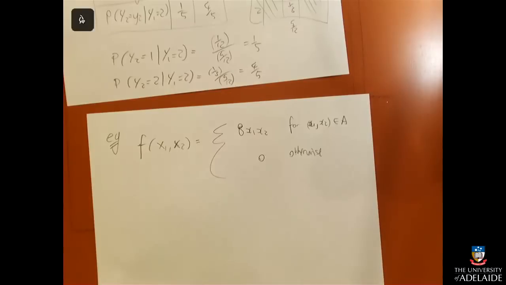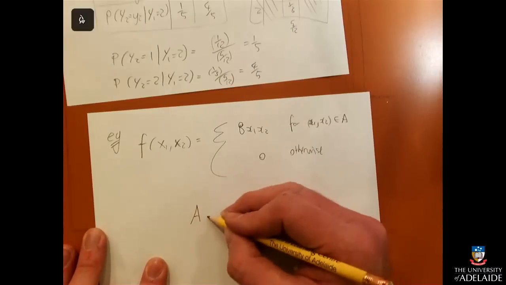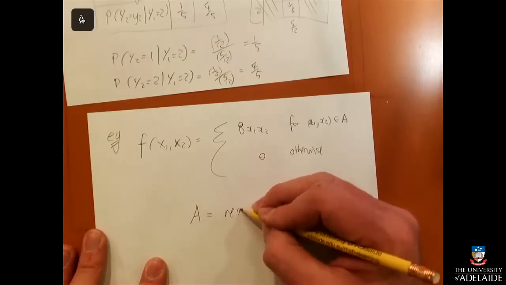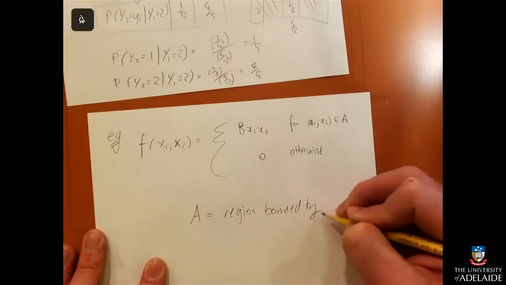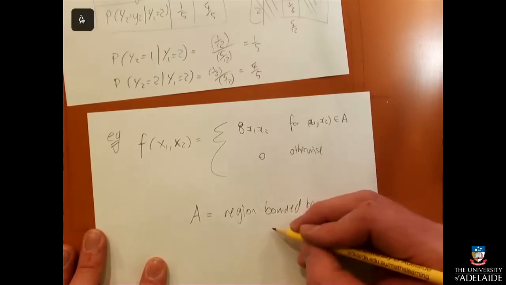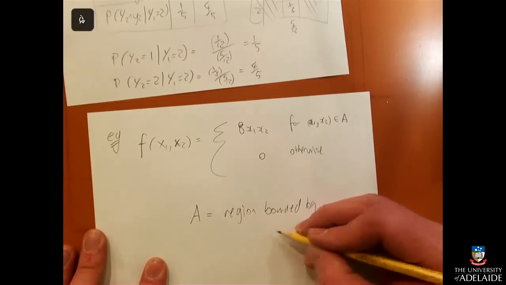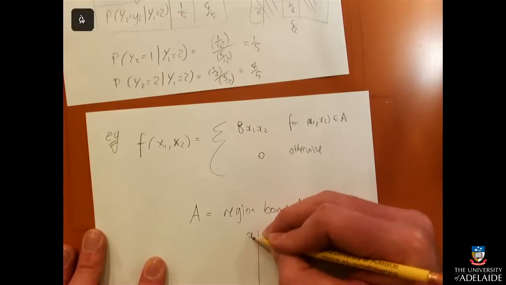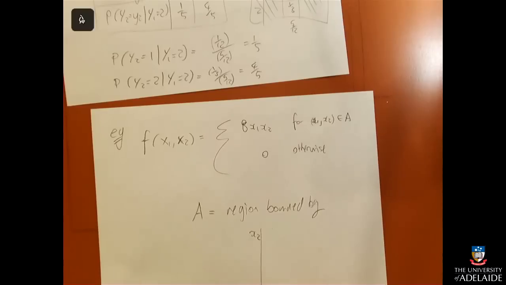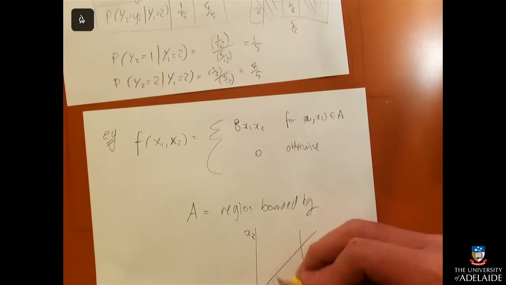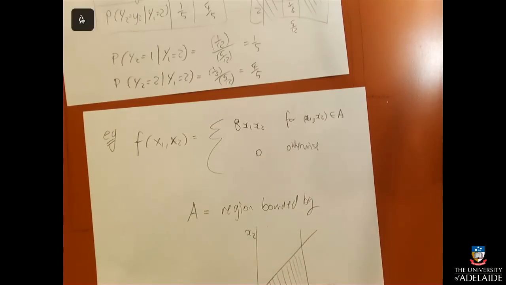Okay, so we have f of x1, x2 is 8 times x1 times x2 for x1, x2 in some region called A, where A is the region bounded by, well, let's just do a picture. The x1 axis, the line x1 equals 1, and the line x2 equals x1. Okay. There you go.